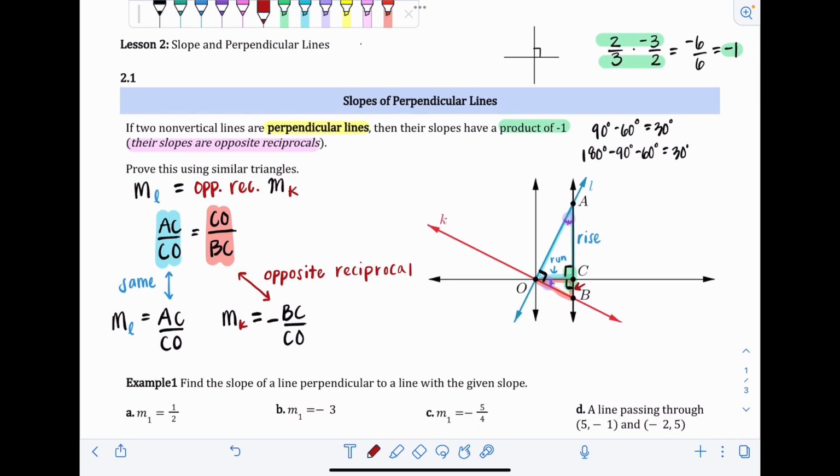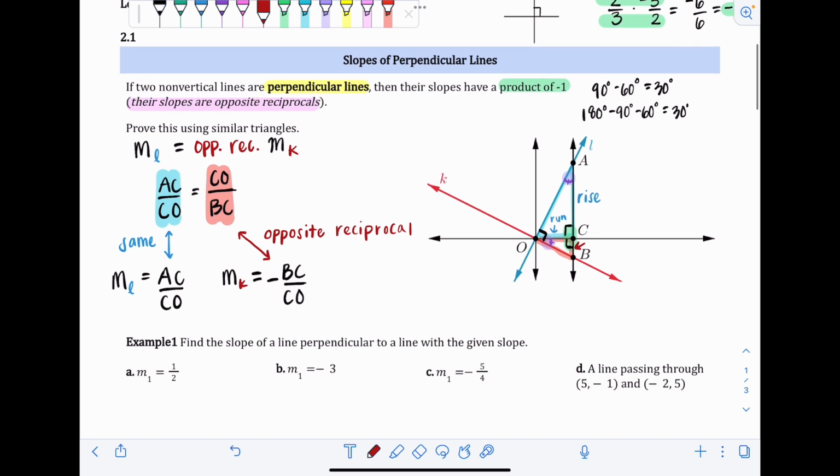Okay, so proofs, whenever you're trying to prove something, usually end up being the hardest version of whatever we're trying to learn. So just know this is how we prove it, but the application probably won't be quite as challenging. Okay, so example 1.